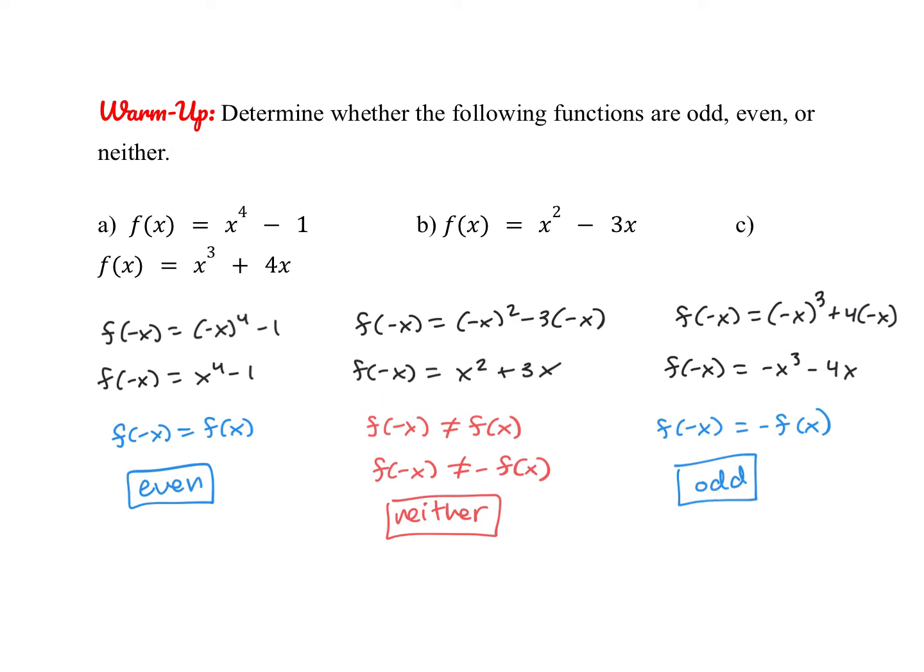And if you substitute it and neither of those cases work, we would say that's neither. So if you look at this case, compare it to the original function. X squared is the same, but the negative 3x became opposite. So half of it is opposite, half of it is the same, so this is neither.